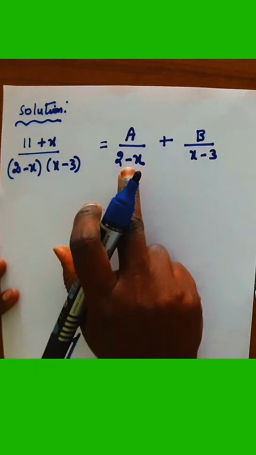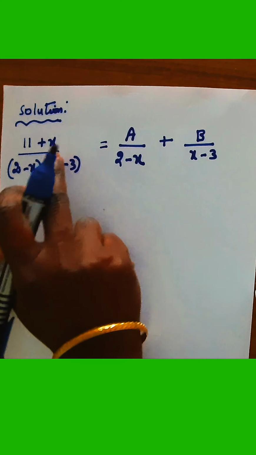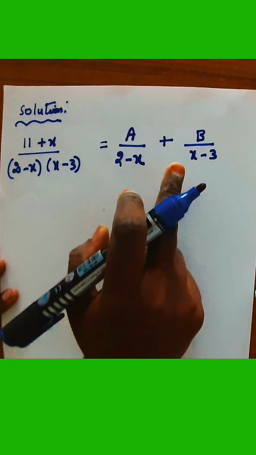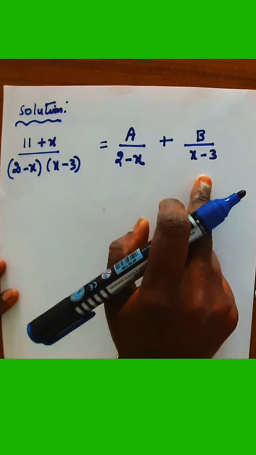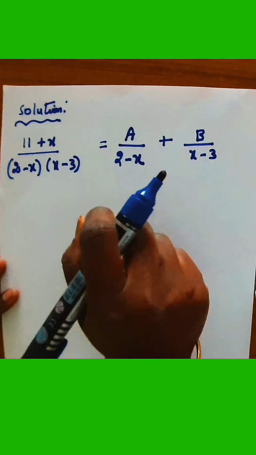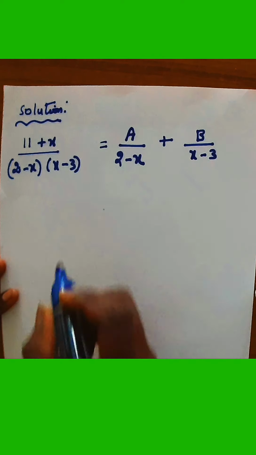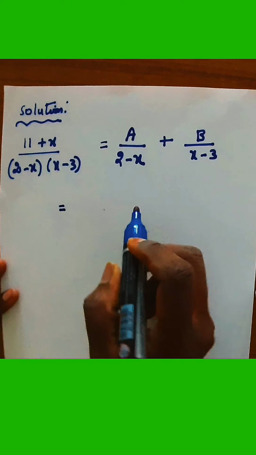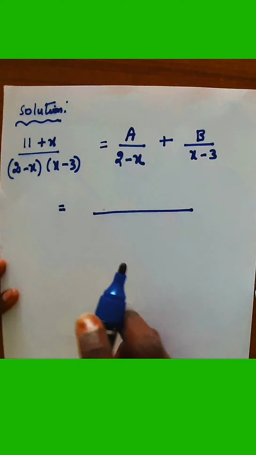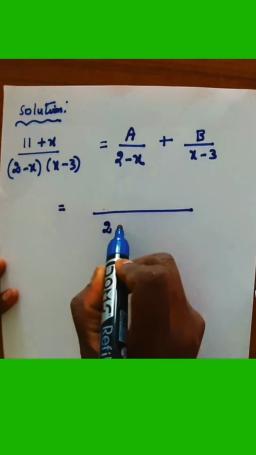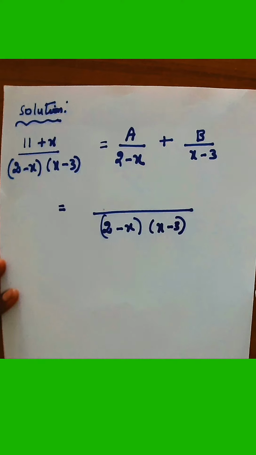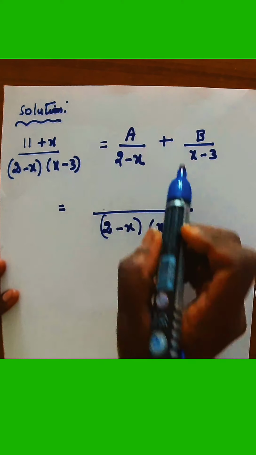So I have written the given proper fraction as a sum of two fractions, a divided by 2 minus x plus b divided by x minus 3. We have to find the values of a and b. How we are going to find, we will see. Now we have to take the LCM of these two fractions. The LCM is 2 minus x times x minus 3.